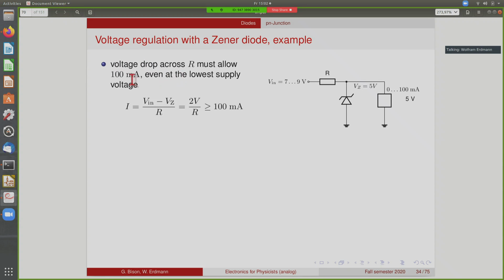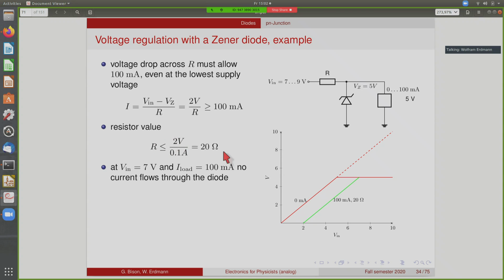The voltage drop across the resistor must allow the 100 milliamp current in your device, which is the maximum current, even at the lowest supply voltage. If you design this, for example, for a lowest supply voltage of 7 volts, then the difference between the input voltage and the Zener voltage is only 2 volts. So the current is 2 volts divided by R, which must be at least 100 milliamps to supply your device. This tells you that your resistor must be less than 20 ohms. If you have a larger resistor than 20 ohms, then the voltage drop will be too high, and this is not going to work anymore. So if you apply 7 volts at the input, and you have a load current of 100 milliamps, there will be no current flowing through the diode. Everything is just happy.